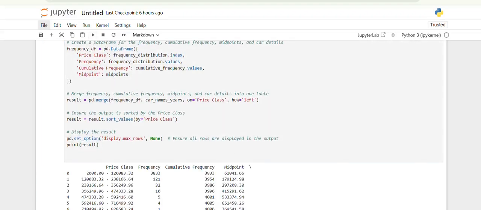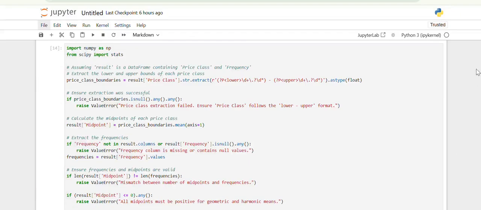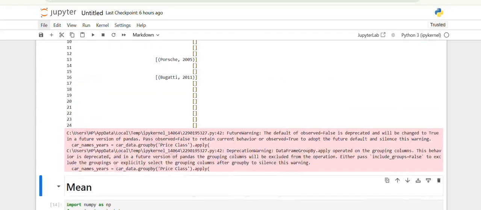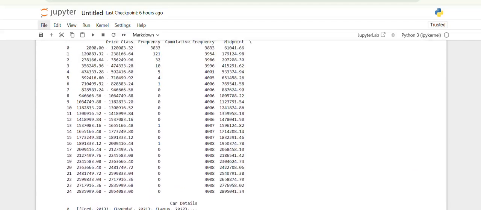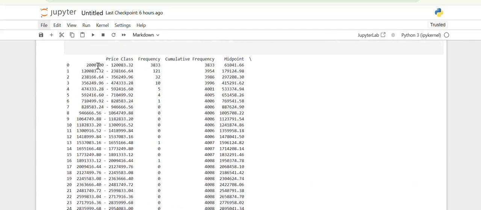we can see that I have applied it on the price column. There we can see that price ranges are developed, and after that we can see the number of cars that are located in each price range.